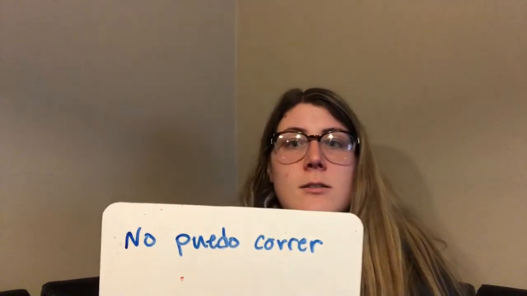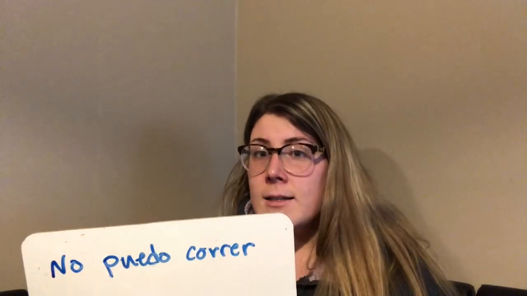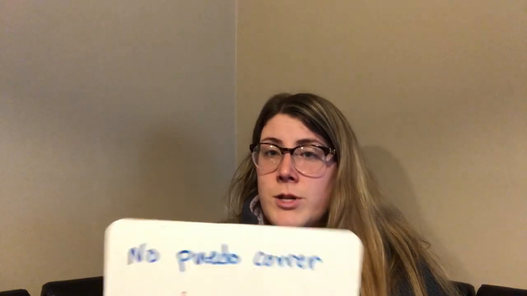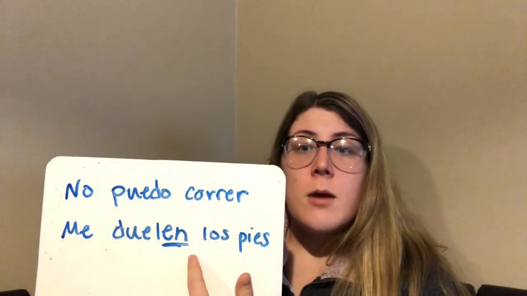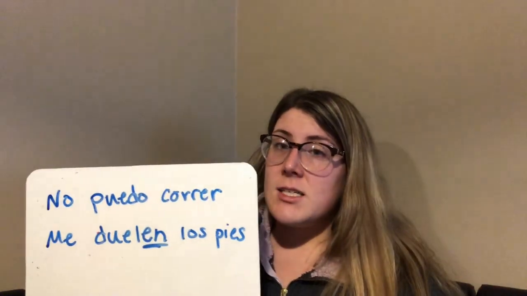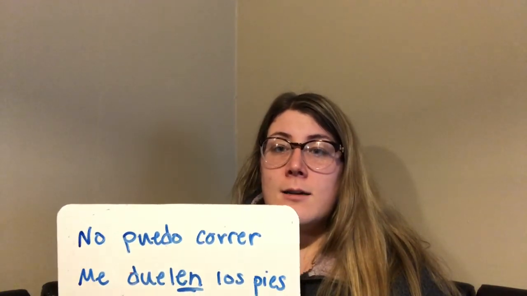Well, what if my verb was correr, to run? So I'm saying I can't run. So I would say no puedo correr, I can't run. So let's think, running, what do I run with? I could say my legs, or I could say my feet. We're gonna go with feet. Me duelen los pies. Now, it's not duele, it's duelen, because you have more than one foot. You have 2 feet. So, it needs to be duelen instead of duele.